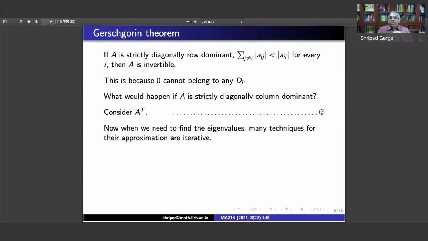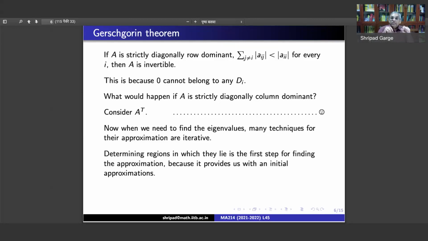Now, when we are actually going to find eigenvalues, most of the techniques would be iterative techniques. We are not going to compute the roots of the characteristic polynomial, because that would be a difficult task: you will have to first find the characteristic polynomial and then find its roots. We will look at some other iterative methods, but as always, we will have to start from some initial approximation. Determining regions in which these eigenvalues may lie will be the first step in finding the approximation, because this is where we will start.